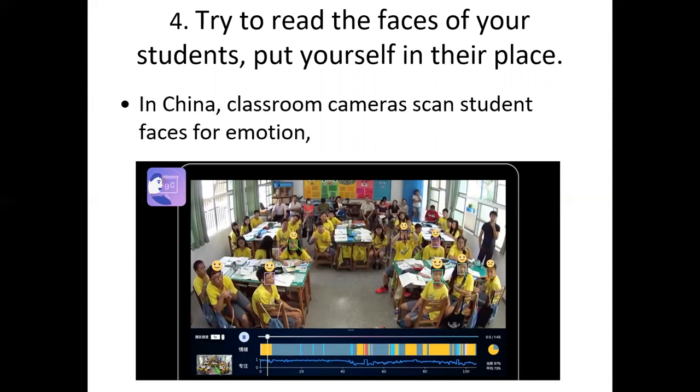In China, cameras are already installed in the classrooms. These cameras read the faces and give the emotion. This is the picture of one of the cameras, and it is reading the faces of the students and giving the emotions of everyone, that he is happy, he is sad, and bored in the class. So every student has an emoji kept on their face. This is actually a very modern teaching in which the teacher can read about the students' emotions, what they are feeling now.